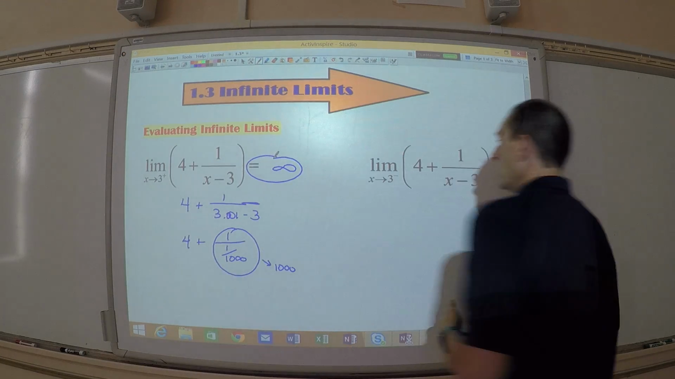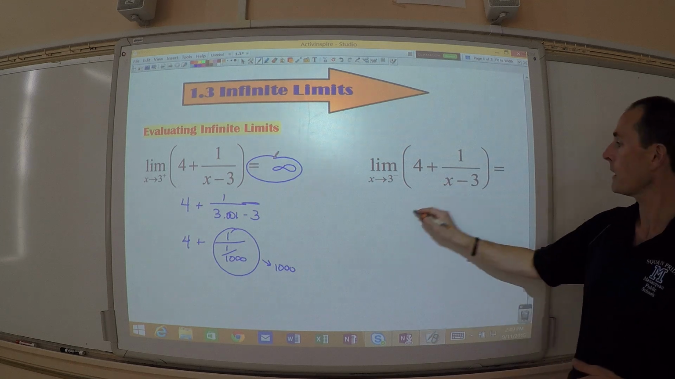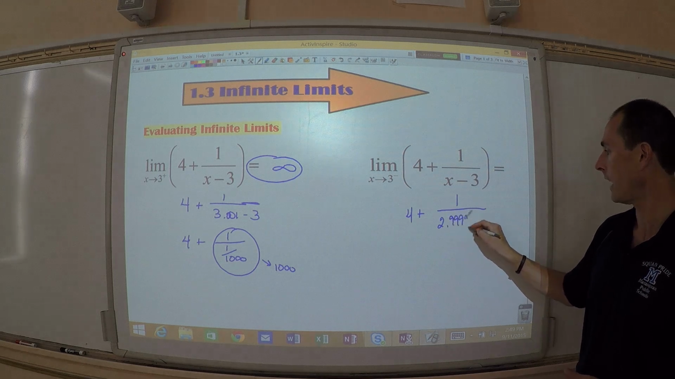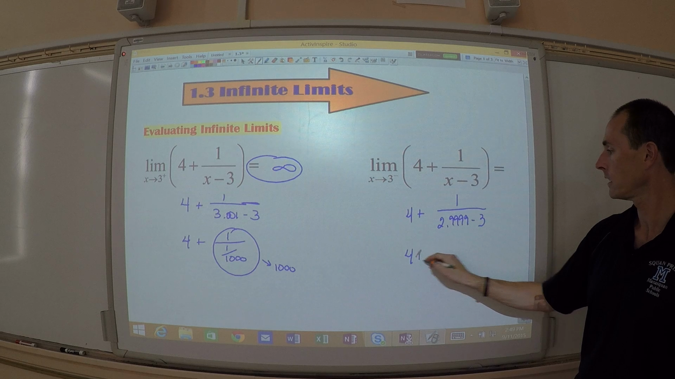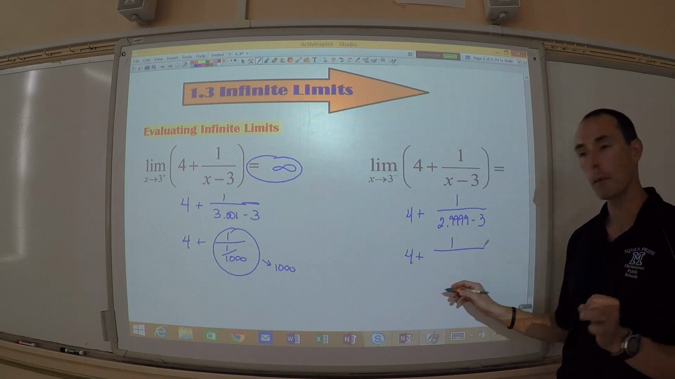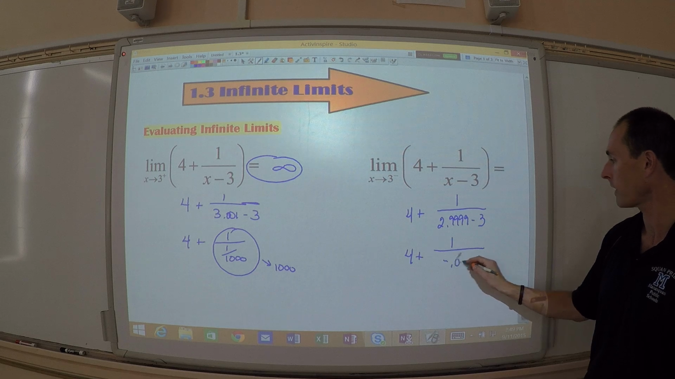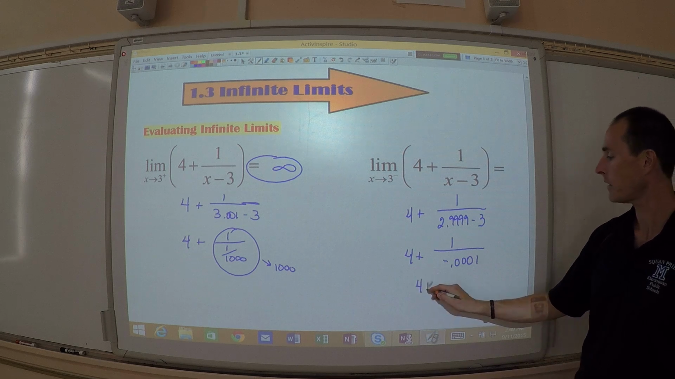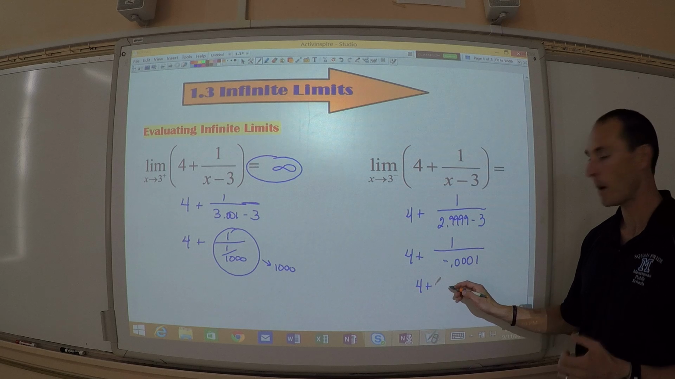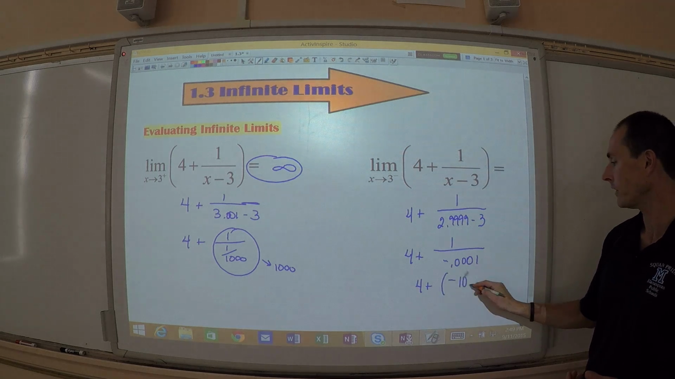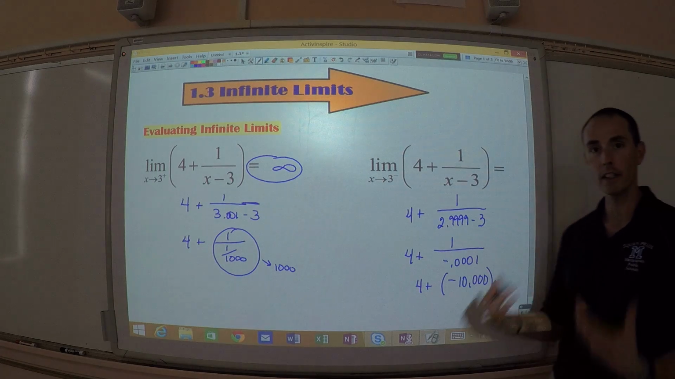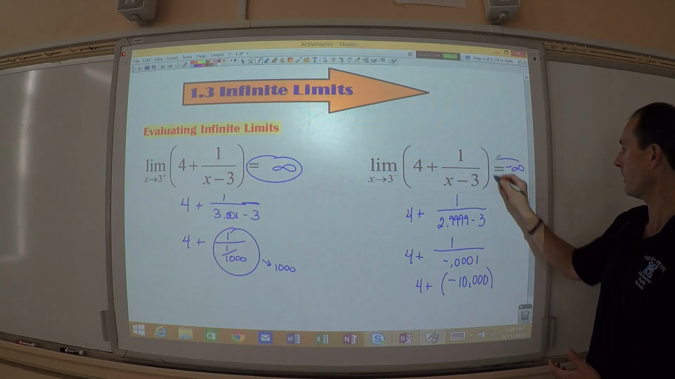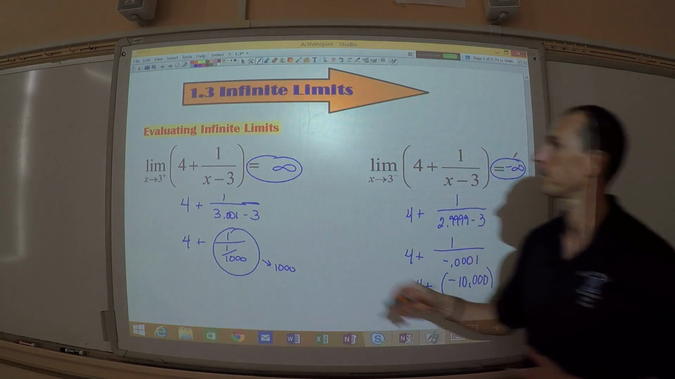Now over here, we're approaching 3 from the left. So that would be like saying, let's say 2.9999. So what's going to happen here is we're going to get a very, very tiny number, but it's going to be negative, so something like this, right? The same dynamic happens, except this time it's 4 plus this really, really negative number. Let's call it negative 10,000. So you can see, just in general, theoretically speaking, that this number is going closer and closer to negative infinity.